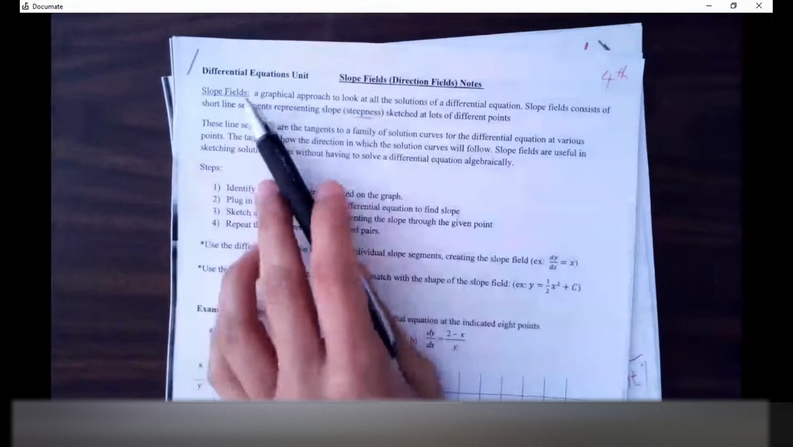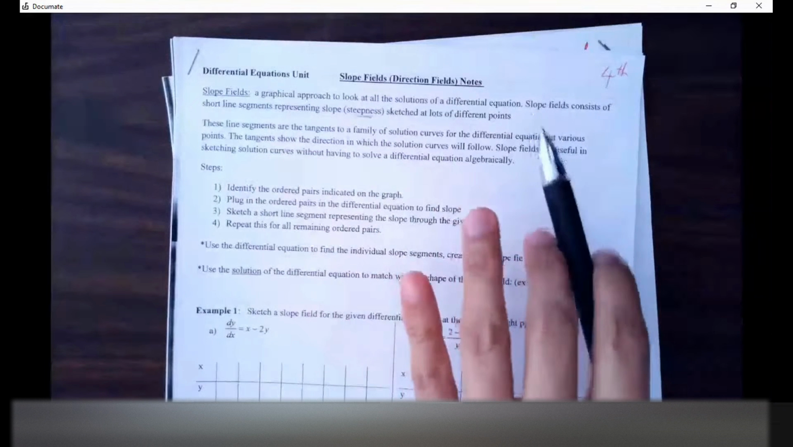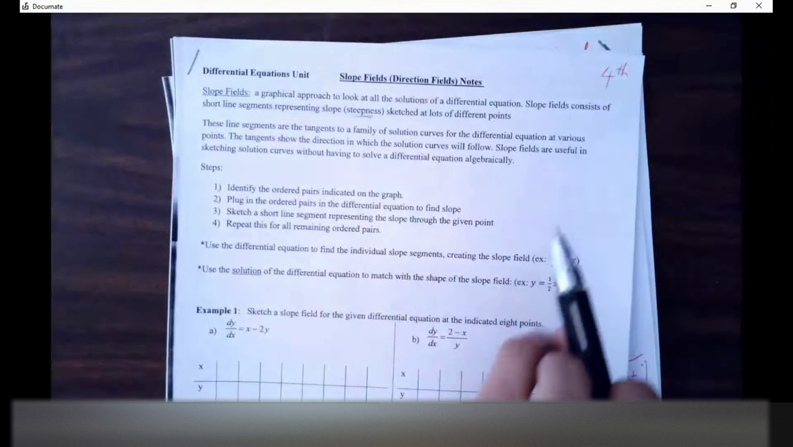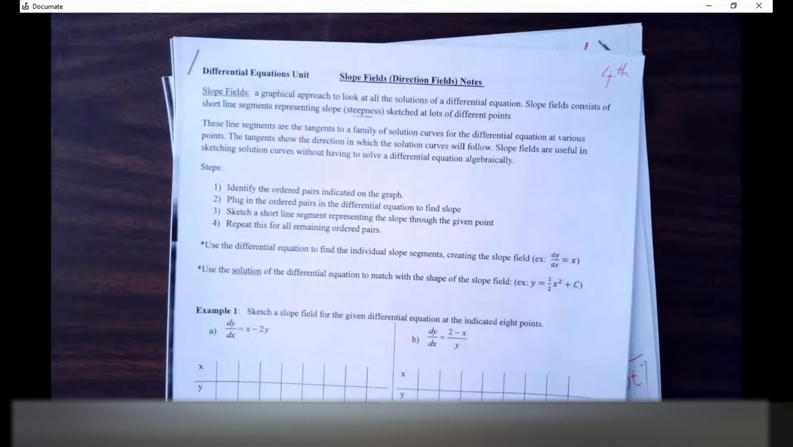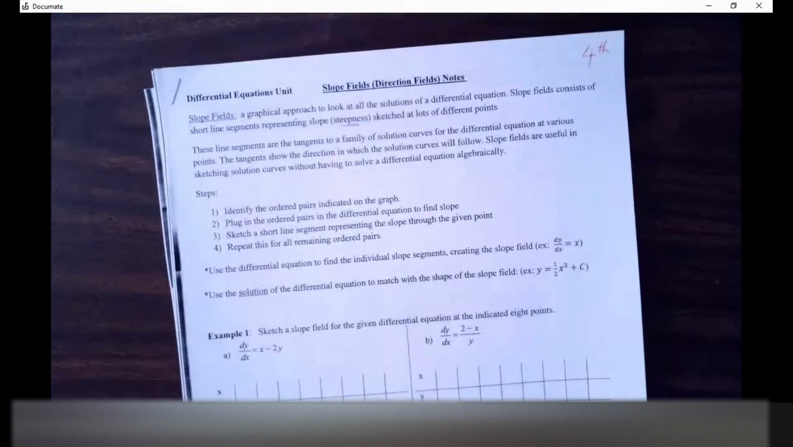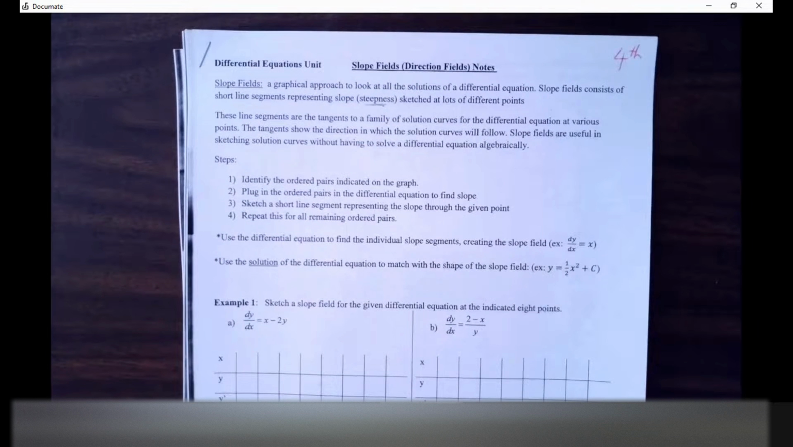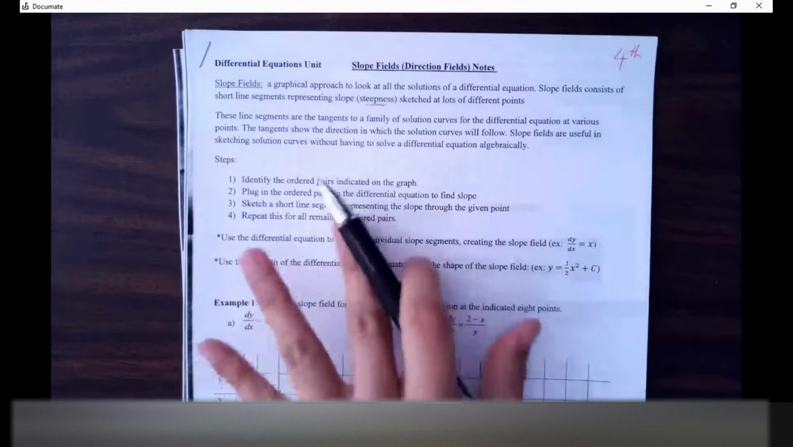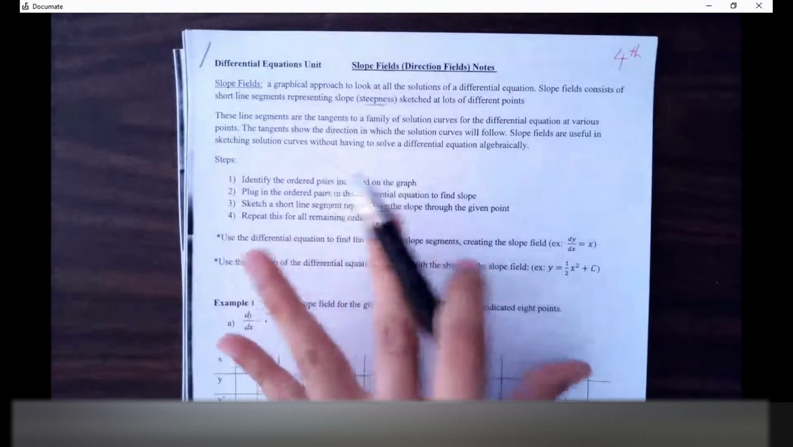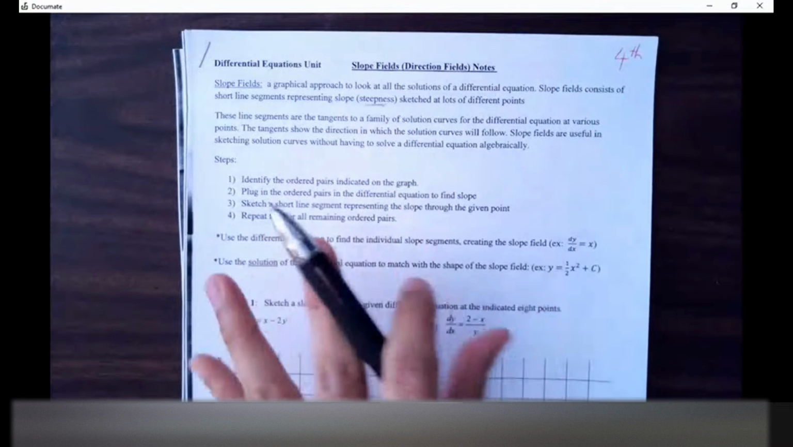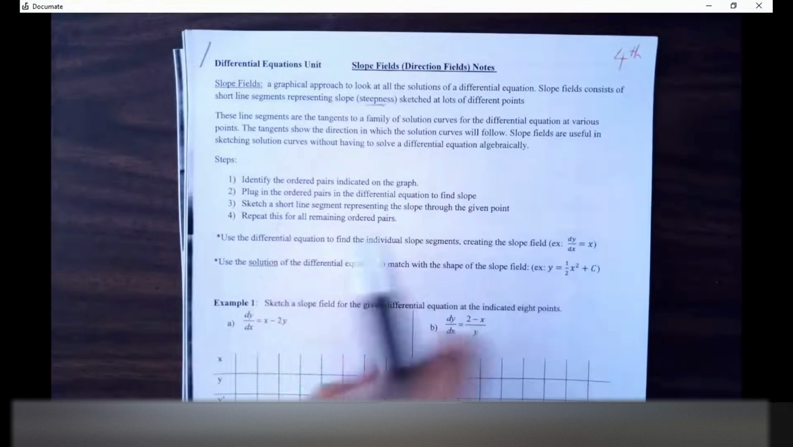And in those situations is where slope fields are really helpful. They can give us a picture of the solution, even if we're not able to solve for it algebraically. So that's really the benefit of slope fields. They give us a way to see the solution, even if we're unable to solve it. But for our purposes, we're just going to learn how to interpret a slope field and how to create one.